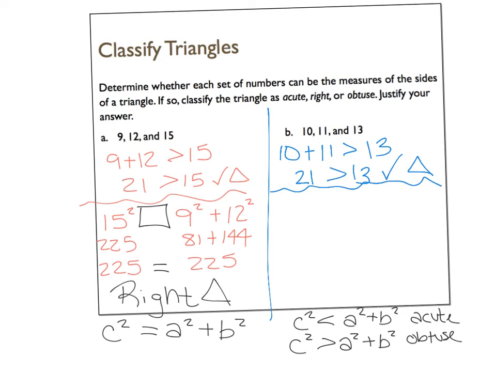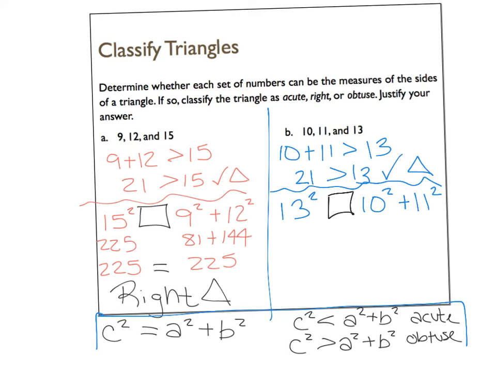So now we're going to do the same thing. I'm going to again flip it around just so it fits the format of these formulas down here. So I'm going to take my biggest side squared, so 13 squared, and then I'm going to leave some space, and I have 10 squared plus 11 squared. All right, now again, this space is where we're going to put whatever sign needs to go in the middle.